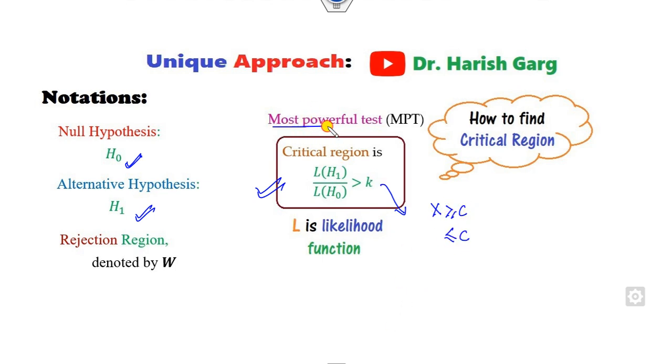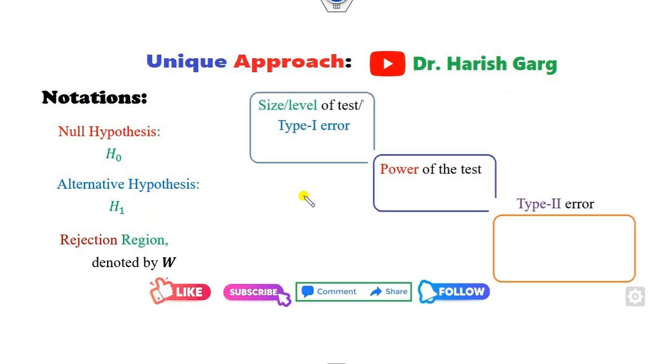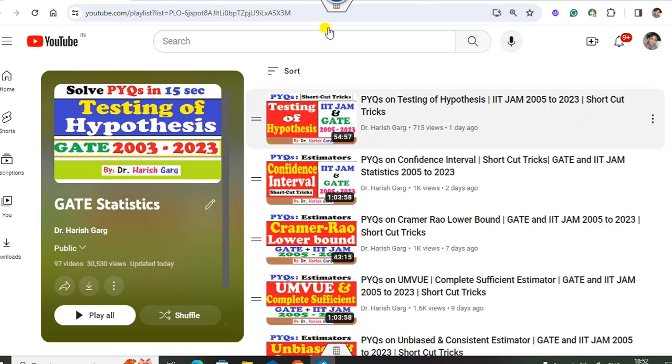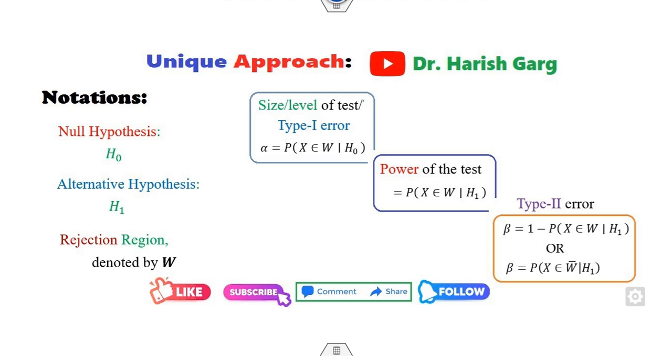Make sure the most powerful test is applicable only when your H0 is of the equality form. Once you solve this equation, you will get the critical region, and then you can find the type 1 error, power of the test and the type 2 error based on this formula. You can easily remember this formula based on the lecture where I already explained it in detail.